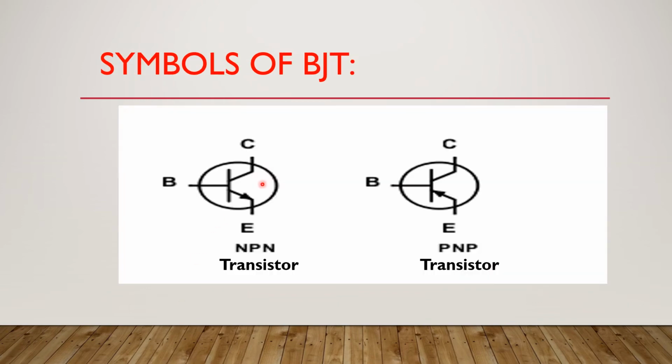So the arrowhead in the symbol indicates the direction of current flow in the NPN transistor and in PNP transistor. In NPN transistor, the direction is away from the junction, and in PNP transistor, direction is towards the junction. So this is the direction of current which is indicated by the arrow in the symbol.